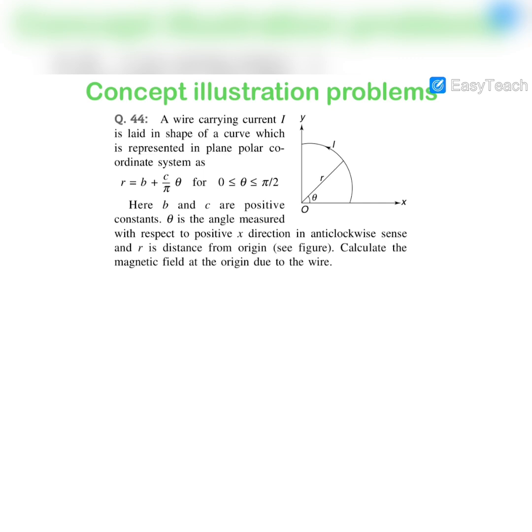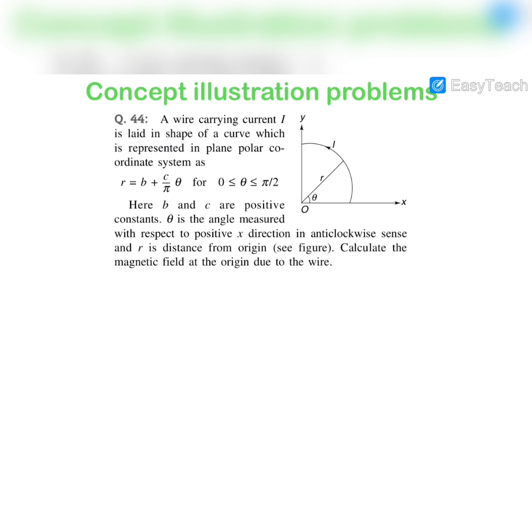Hello guys, in this question you can see that this is an arc of wire which is carrying some current I in this direction, and the radius of this arc is variable and it is changing with theta, like that, where B and C are some constants, and angle theta is measured with the positive x-axis in anti-clockwise sense. Now we have to calculate the magnetic field due to this arc at the origin.